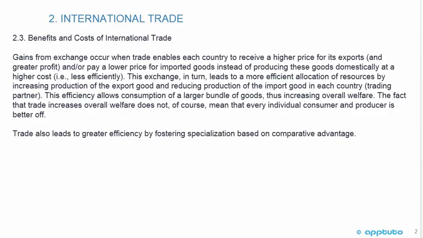The fact that trade increases overall welfare does not, of course, mean that every individual consumer and producer is better off. Trade also leads to greater efficiency by fostering specialization based on comparative advantage.